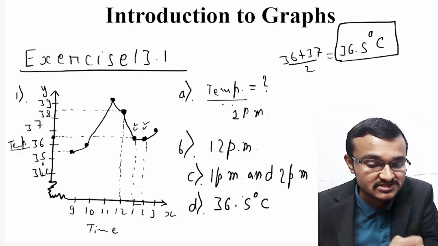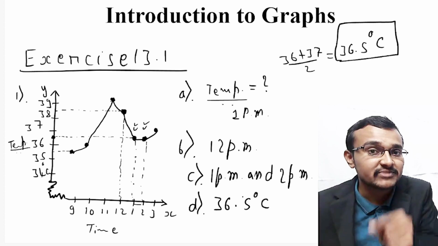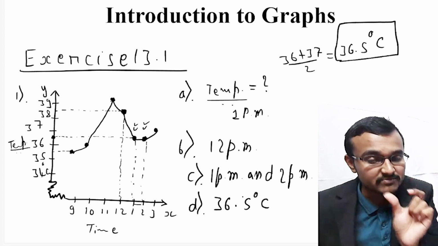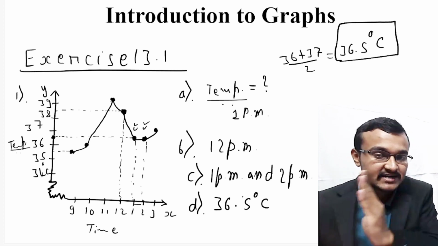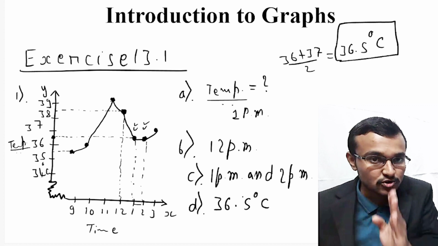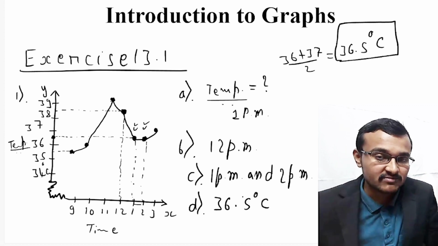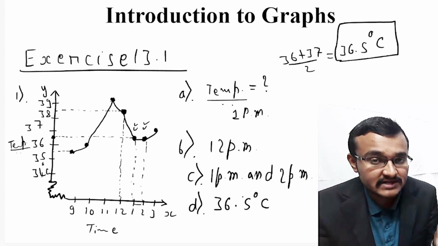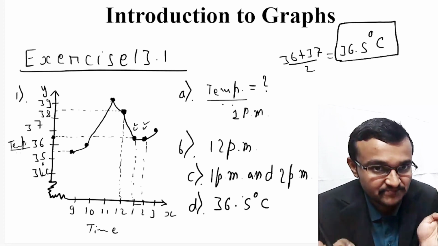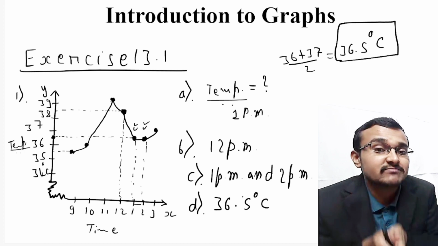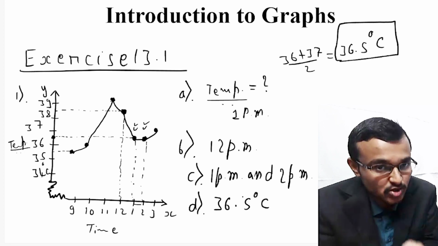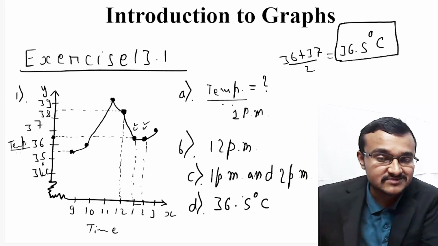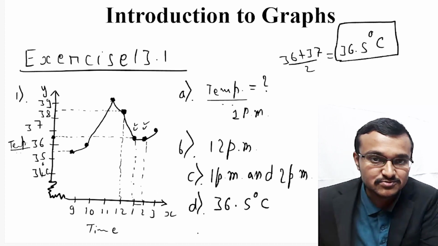How did I come to this answer? Because I don't have any data given in between 1 p.m. and 2 p.m. They have just given data at a 1 hour interval. So assuming that at 1 p.m. and 2 p.m. the temperature of the patient's body was the same, in between that also it might be the same. Based on this assumption, we are giving this answer, that is 36.5 degrees Celsius.